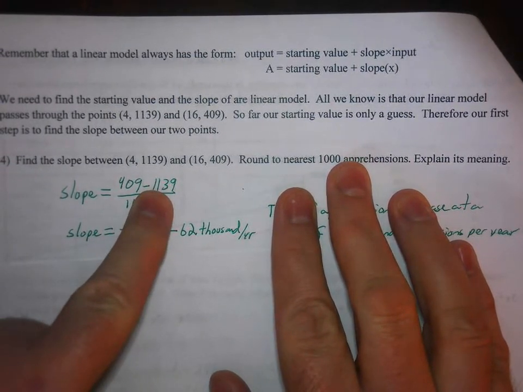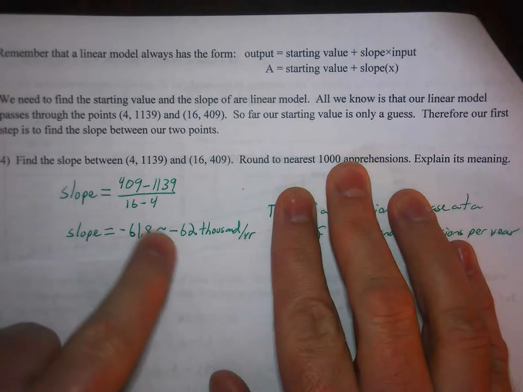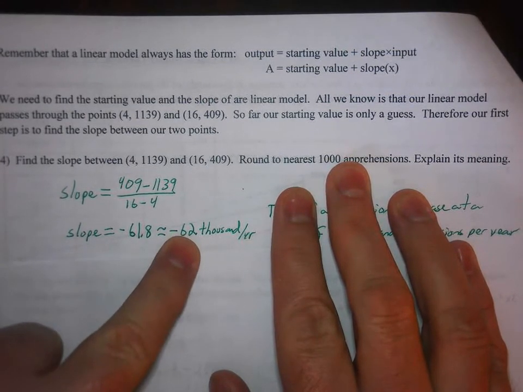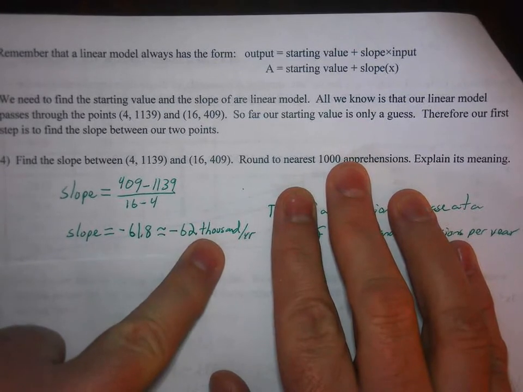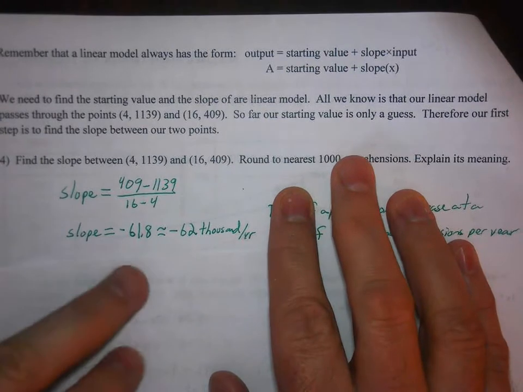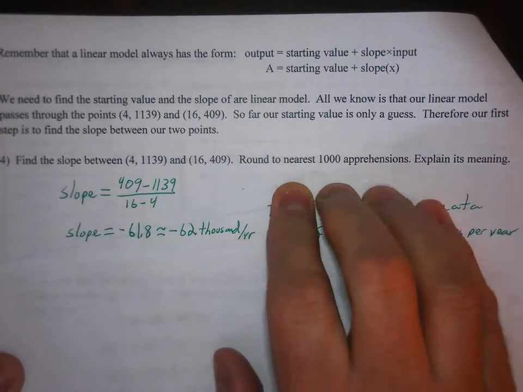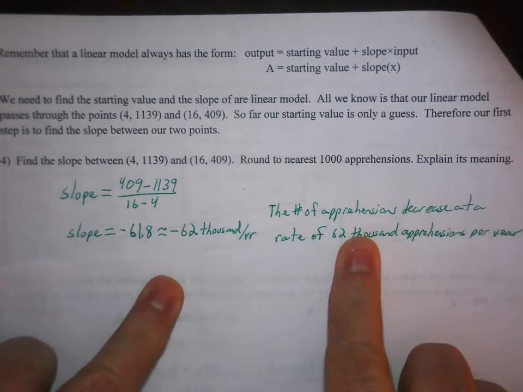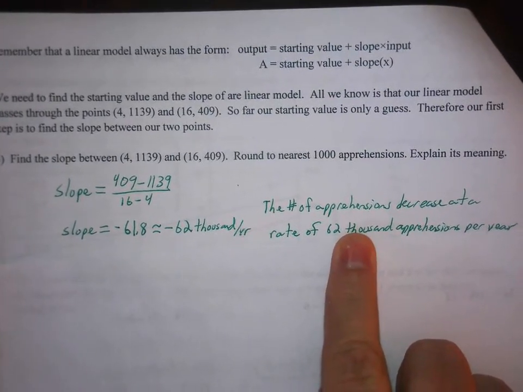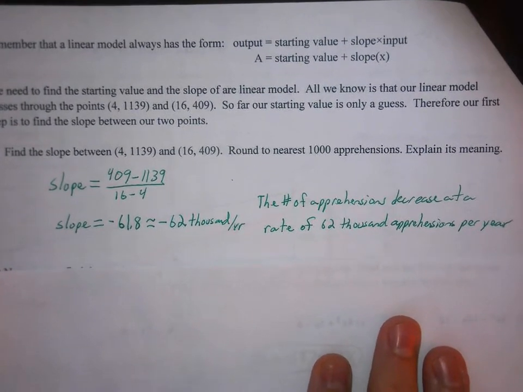409 minus 1139. That's the change in the apprehensions divided by the change in the time that went by. So the slope is negative 61.8, or right about negative 62,000 per year. When it says round to the nearest 1,000 apprehensions, 61.8 will round to negative 62. So it looks like the number of apprehensions decrease at a rate of 62,000 apprehensions per year.